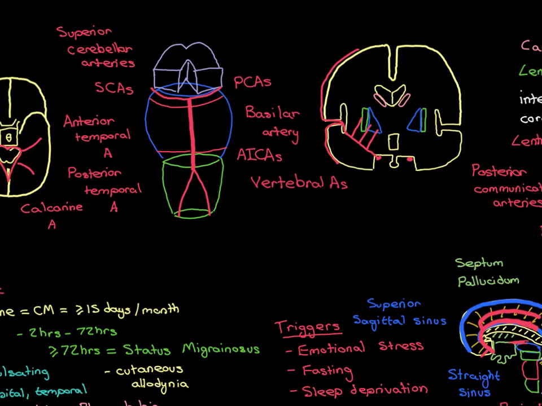And they'll have branches that will penetrate through the pia mater that covers the surface of the cerebellum and will become intraaxial and supply the cerebellum. So those are the anterior inferior cerebellar arteries. Finally, the posterior inferior cerebellar arteries, which come off the vertebral arteries, the PICAs, posterior inferior cerebellar arteries. So these are also going to supply the cerebellum.